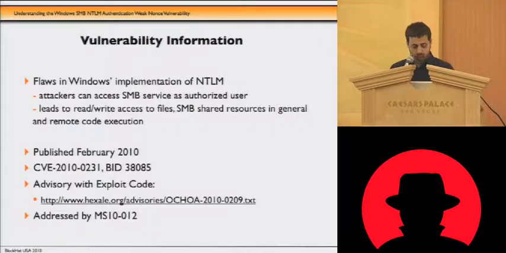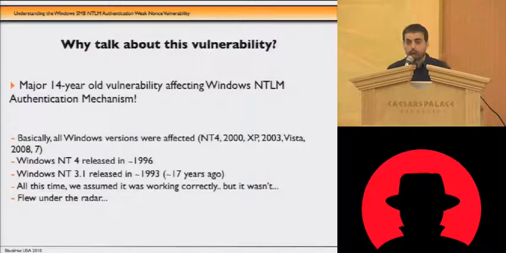So why do we think that it's worth talking about this vulnerability? Well, basically, the flaws that we found in the implementation of NTLM, that is basically the most widely used authentication protocol in the world, have been there for not only 14, actually 17 years. So this basically means that since Microsoft shipped the first version of Windows NT, and that is Windows NT 3.1, up until February of this year, the NTLM authentication protocol has been seriously flawed.